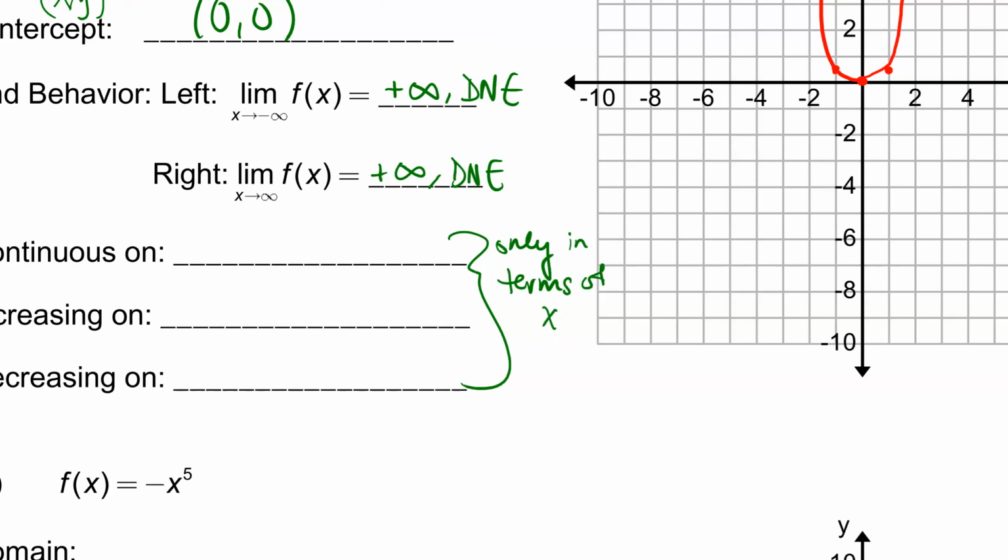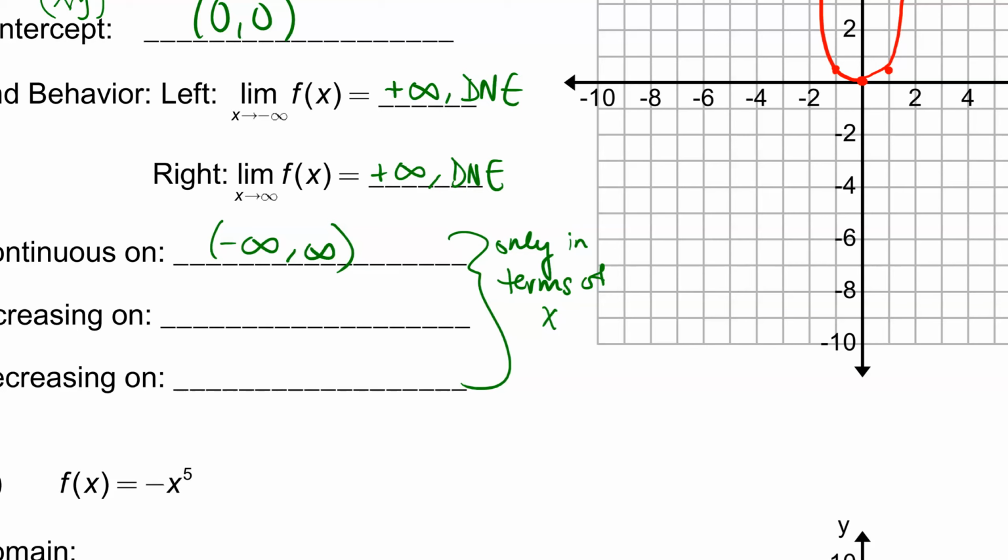So we're talking about the domain, where it's continuous. So Sarah, where are we continuous for my function? We're continuous everywhere. So how do I write that? All real numbers, in negative infinity to infinity.